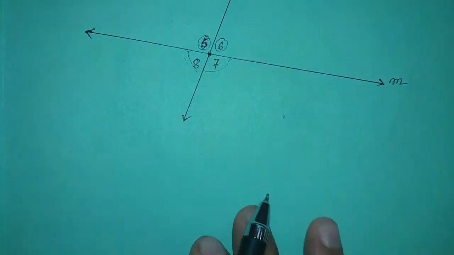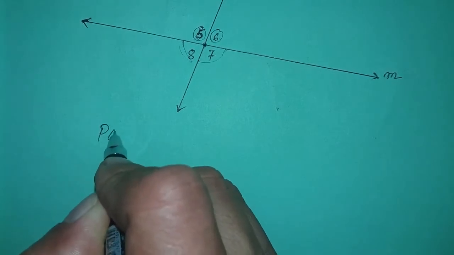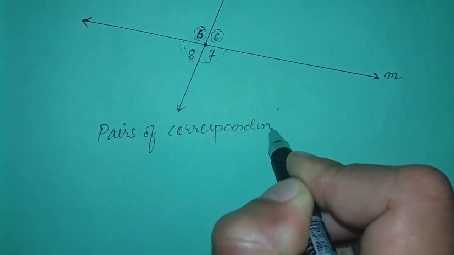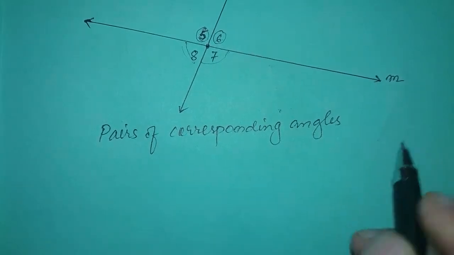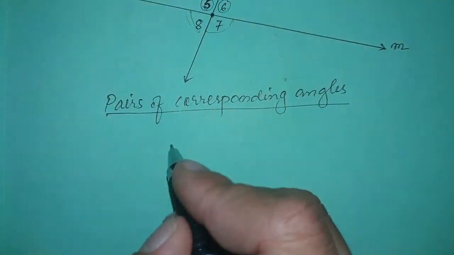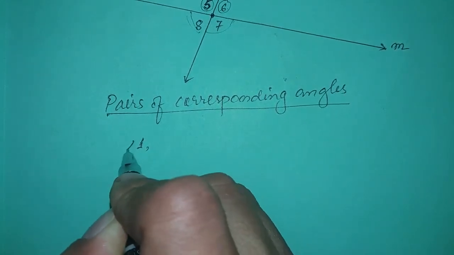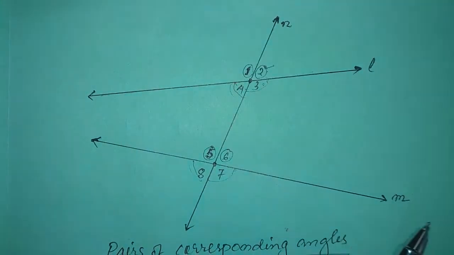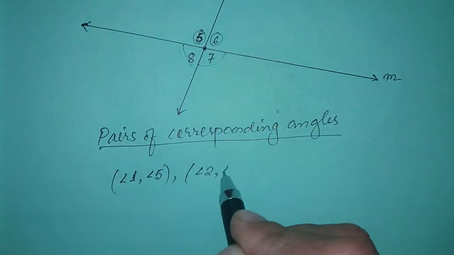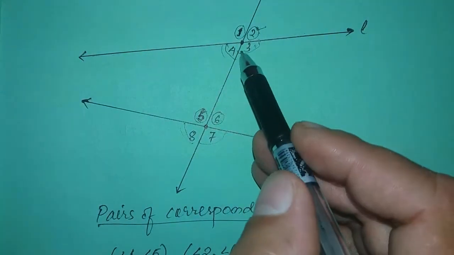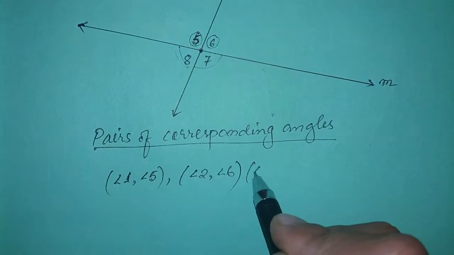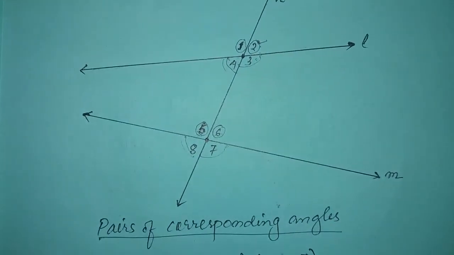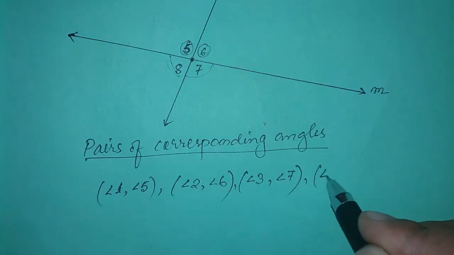Let's write down here: pairs of corresponding angles. The first one is angle 1 and angle 5, and then angle 2 and angle 6, and then angle 3 and angle 7, and then we have angle 4 and angle 8.